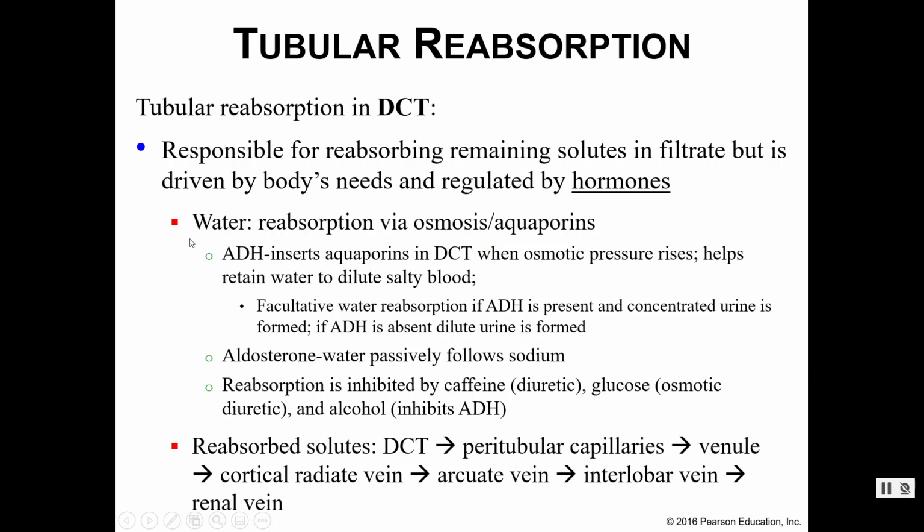So what's happening here? Antidiuretic hormone, ADH, okay, is going to insert your aquaporins into your distal convoluted tubule, okay, when osmotic pressure goes up. Okay. This helps retain water to dilute your blood if it gets too salty. So we just talked about countercurrent exchange, making sure we are regulating the salinity of the filtrate. Well, now we're talking about helping make sure the blood doesn't get too salty. Okay. This is facultative water reabsorption. Okay, if the ADH is present.